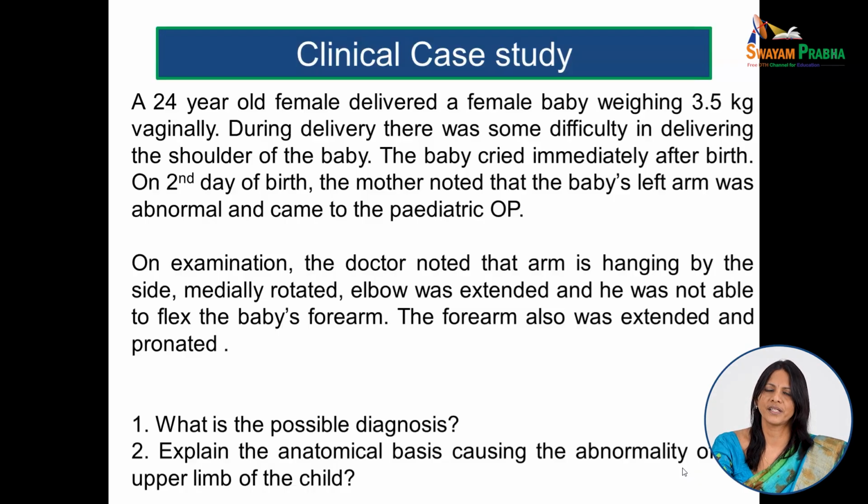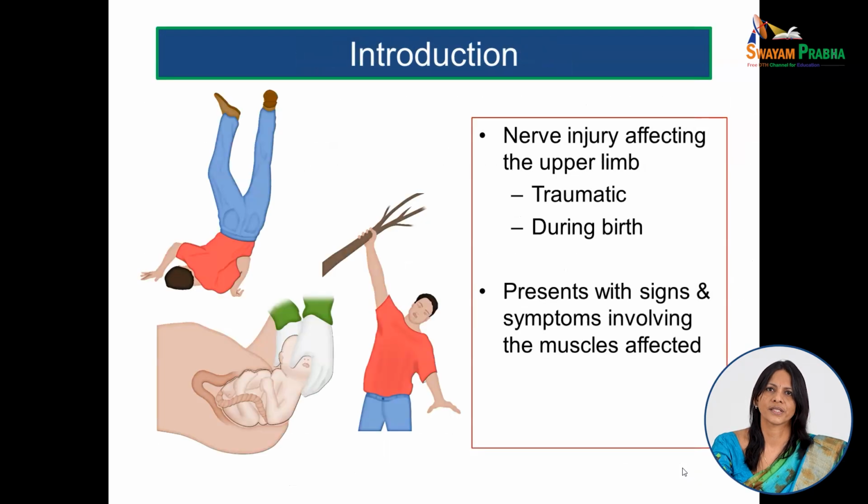If you know the answers already, fine, very good, congratulations. If you don't, just go through the next slides. I'm sure you will be able to answer the questions. So just to have a brief introduction of Erb's palsy, it is a nerve injury which affects the upper limb.